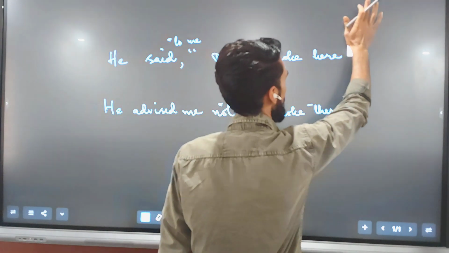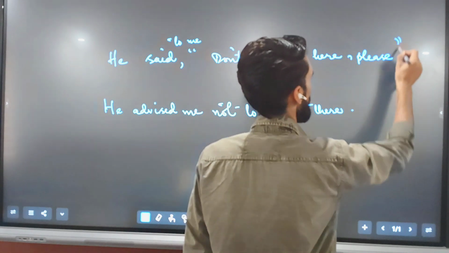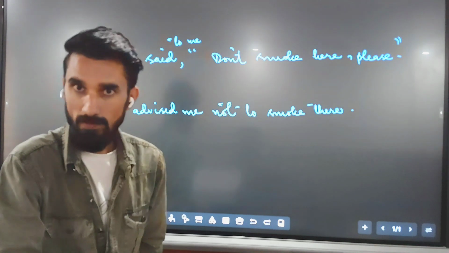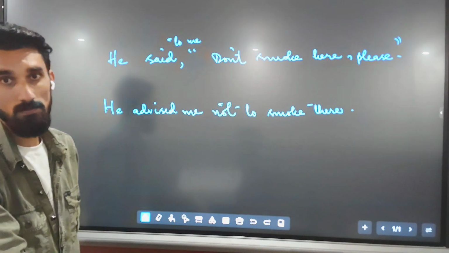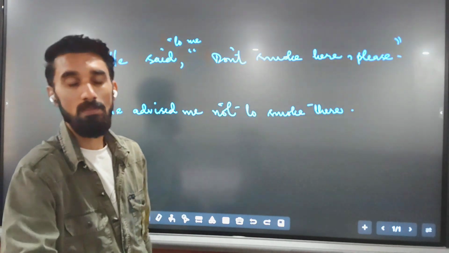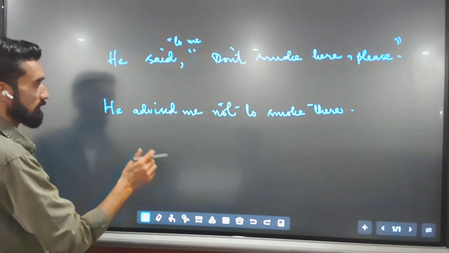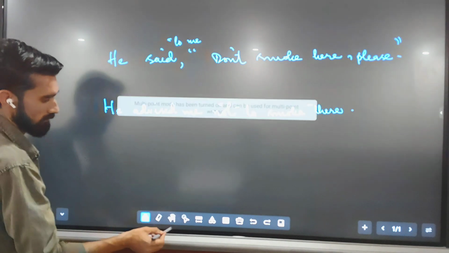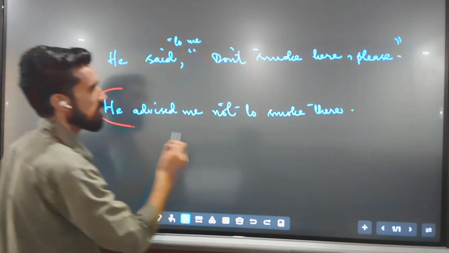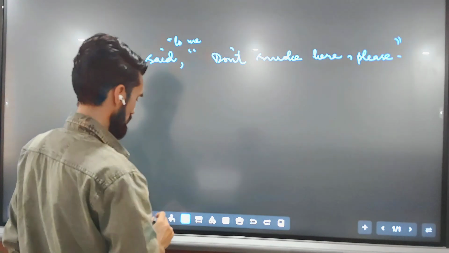Now if I make just a slight change in this sentence, what expression does it contain now? It is not an advice now. For obvious reasons, it becomes a request, since you have a word here, please. Can you identify easily that it is a request?